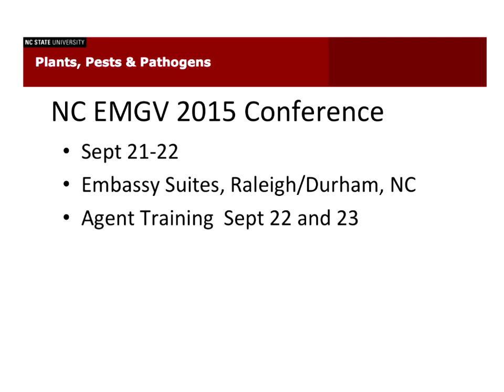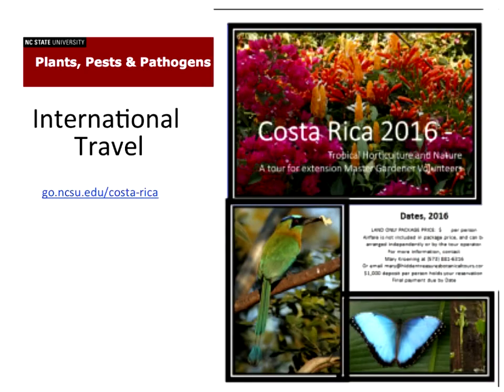The North Carolina Extension Master Gardener Volunteer Conference for 2015 is going to be September 21st to the 22nd. It will be in Embassy Suites at the Raleigh-Durham, and it will be followed immediately by the extension agent training on the 22nd and 23rd. We are taking a group of Master Gardeners to Costa Rica in February of 2016. There's lots of information online and encourage you to go to go.ncsu.edu/costa-rica for that. There's also information at the statewide section of ncsugarden.com under advanced training.